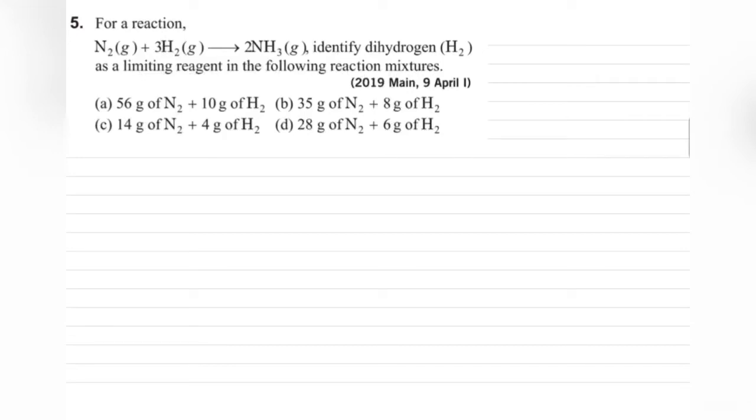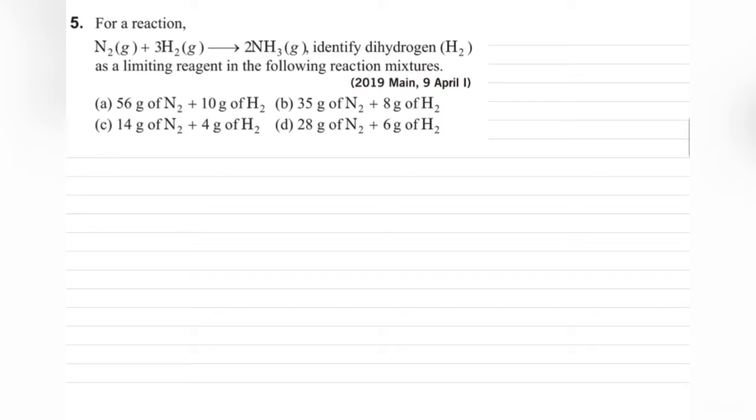Hello everyone. Today we'll solve a question from some basic concepts of chemistry which was asked in the 2019 JEE Mains April session. The question is, for the reaction nitrogen gas reacts with 3 moles of hydrogen to produce 2 moles of ammonia gas. Identify the dihydrogen as a limiting reagent in the following reaction mixtures.